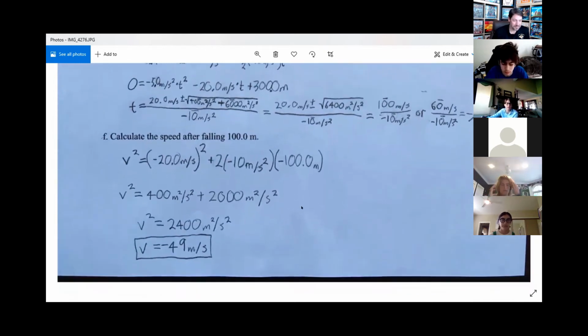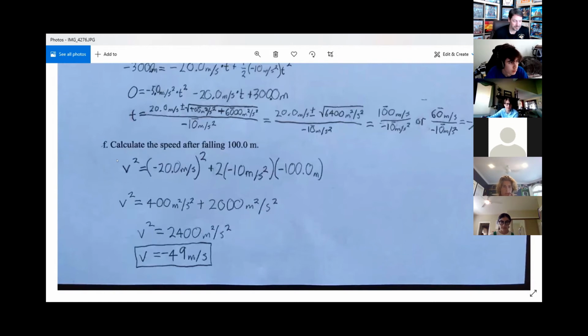And then for the final one, this one is the third kinematics equation. And so we put in negative 20 meters per second, negative 10 meters per second squared, and then negative 100 meters for the value that they gave us. And then you do the algebra, and you have to square root 2400, which gives you very close to 49, or it gives you plus or minus 49 meters per second. Because it's speed, then it would just be positive 49 meters per second, but we did velocity, so it's negative 49 meters per second.